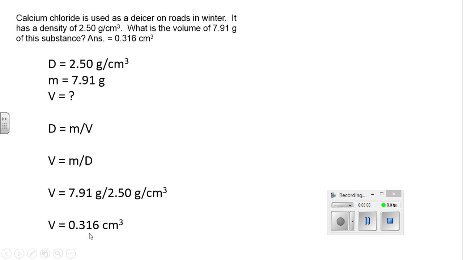0.316, which is obviously wrong because 7.91 divided by 2.5 will not give you 0.316. So I would invite you to do this division yourself. Obviously, we get a number greater than 1, and I made a mistake.